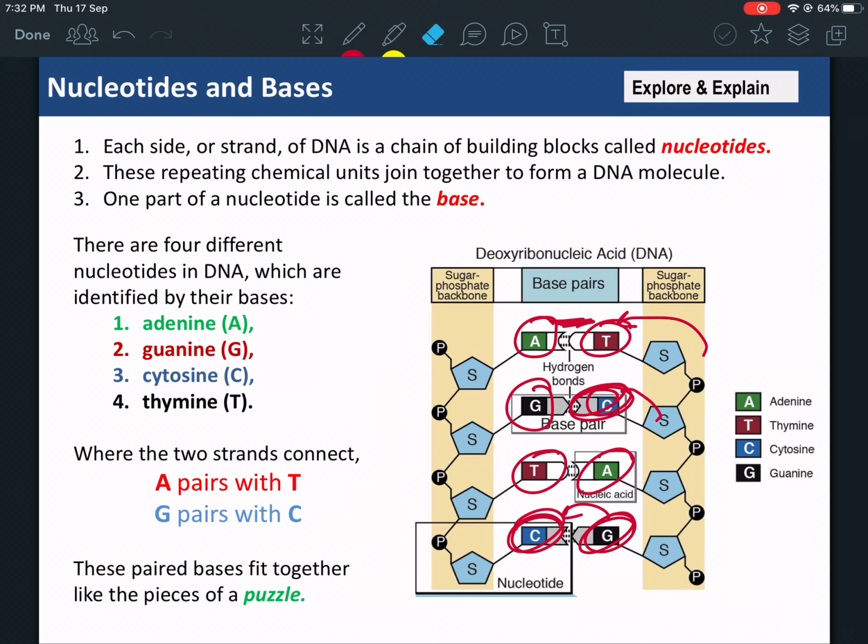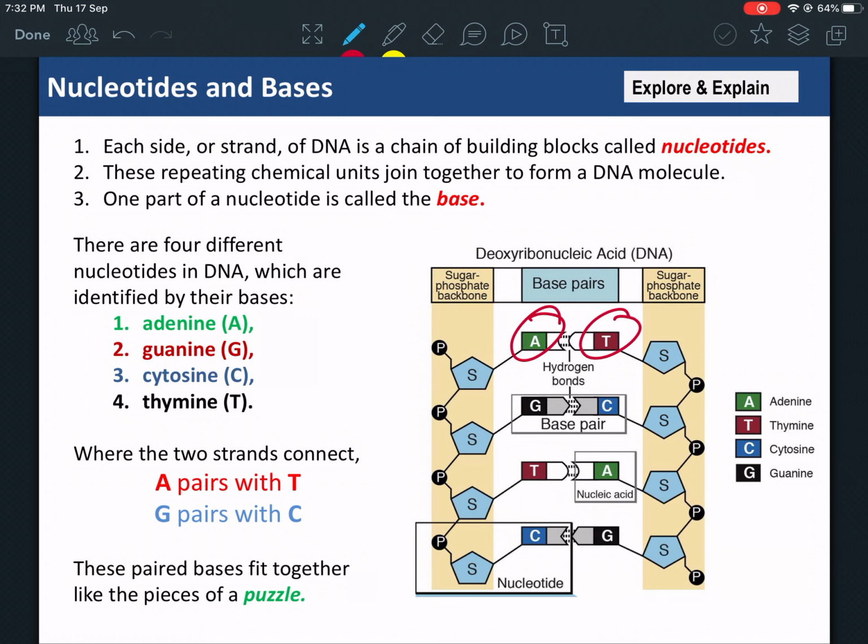So you cannot have A here and then G here. No, why? Because A does not pair with G or C. A is only with T, only. And T is only with A. Same thing, G only with C and C only with G. So these are the base pairs.